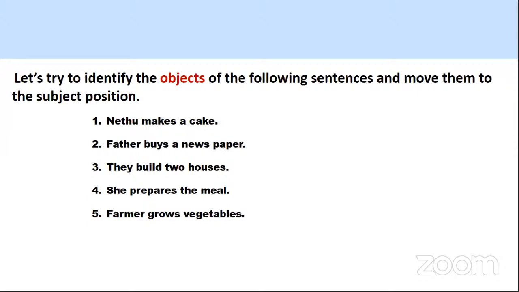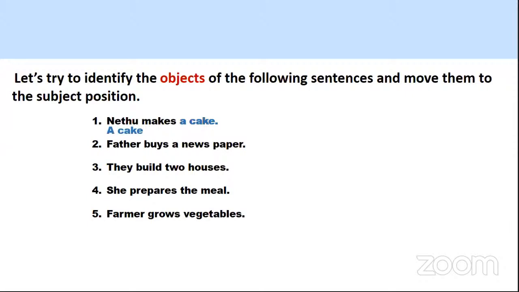Okay, children, I think I have given you enough time to do the task. Shall we check what you have written? Okay, let's read the first sentence. Nidhu makes a cake. Then what is the object here? A cake. See whether you have identified this object. Then what you are to do next? You have to take it to the subject position.